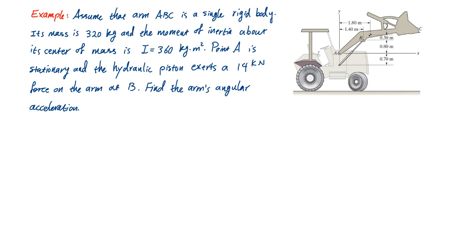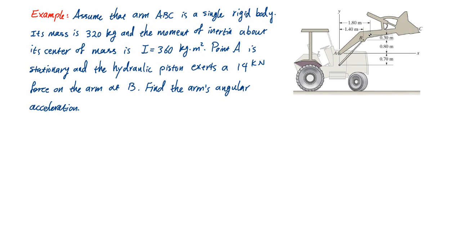And here is the hydraulic piston attached to this arm at point B, exerting a 14 kilonewton force on the arm at B. So it's expanding and pushing this arm up this way, and we know how much force is exerting on this arm. That would be 14 kilonewton, and because of that force applied to the point B, we are going to have a rotation about point A for the whole arm structure.